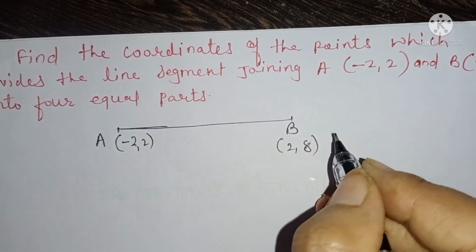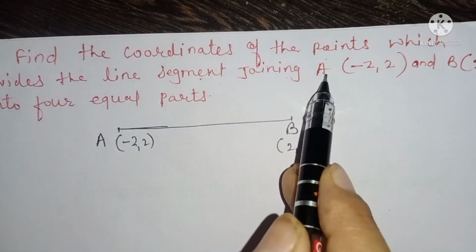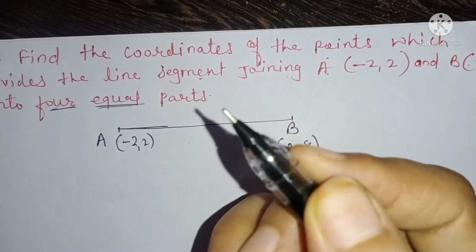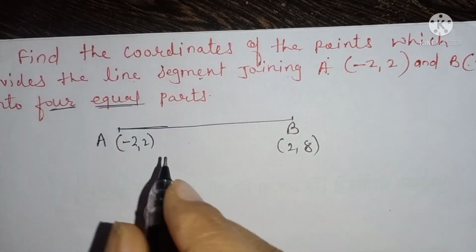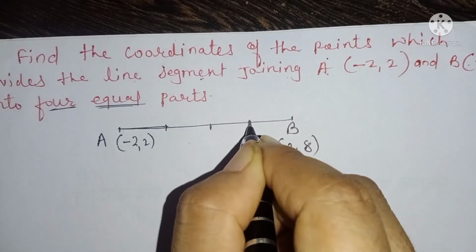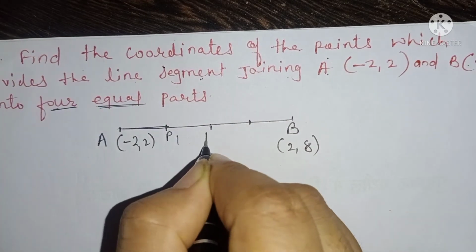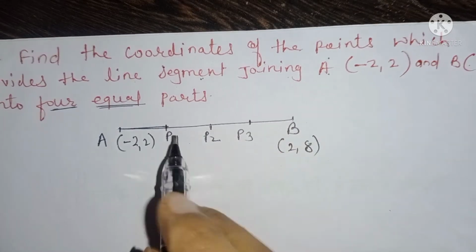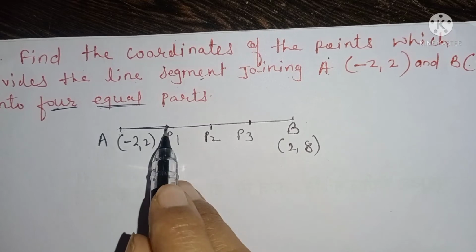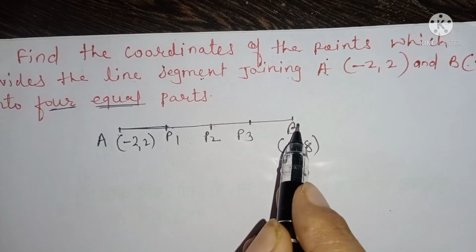Alright. It is asked to find the coordinates of the points which divide the line segment joining A and B into 4 equal parts. How many equal parts? 4 equal parts. So let us assume P1, P2 and P3 divide AB into 4 equal parts. So this is point P1, this is P2 and this is P3. So P1, P2, P3 have divided AB into 4 equal parts. So can we say AP1 equals P1P2 equals P2P3 equals P3B, right?